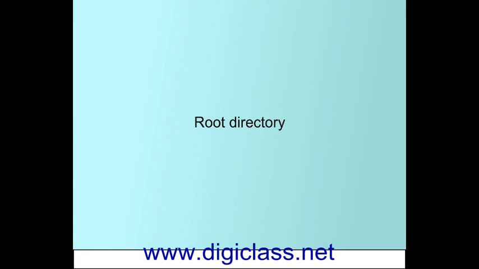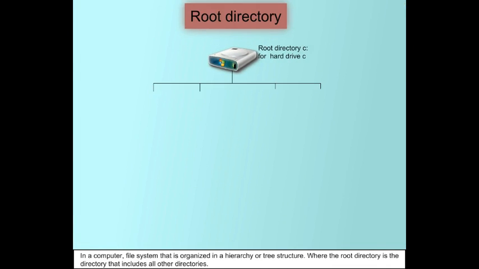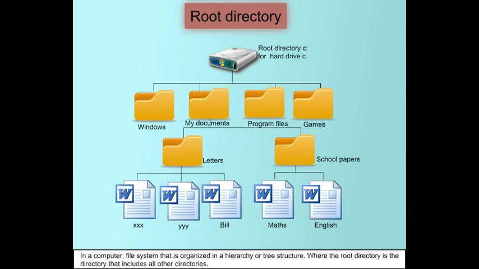Root directory. In a computer file system that is organized in a hierarchy or tree structure, the root directory is the directory that includes all other directories. In Unix-based as well as in other operating systems, the root directory has no name. It is simply represented by the special character that separates directories in a file system.